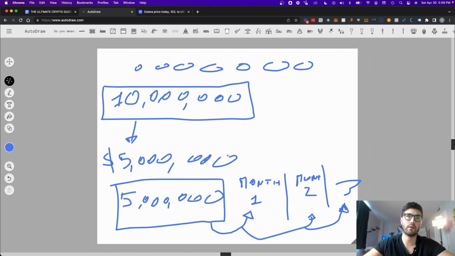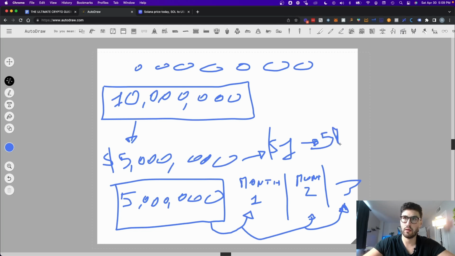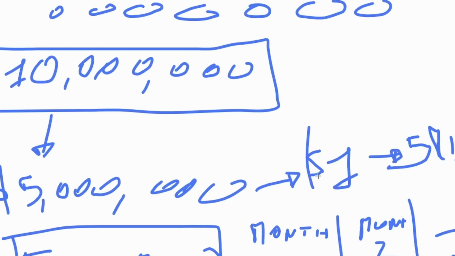Let's say that because there are 5 million tokens in circulation, the price of the token right now is $1. That would put the token at a $5 million market cap, which is the price of the token multiplied by the circulating supply. But the fully diluted market cap is 10 million, because it is the price of the token times the total supply.